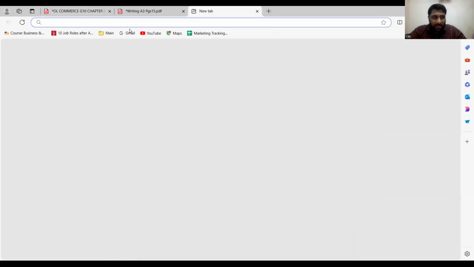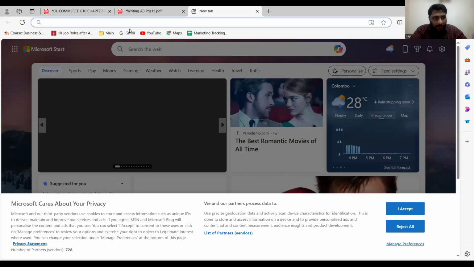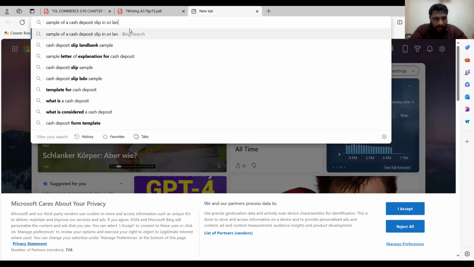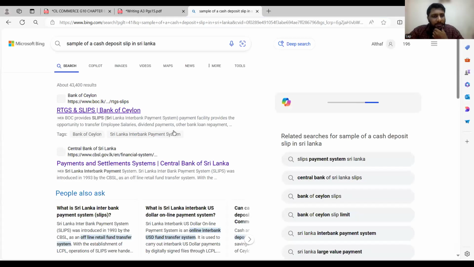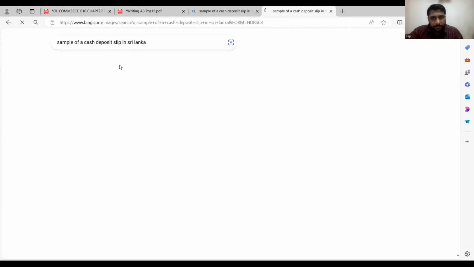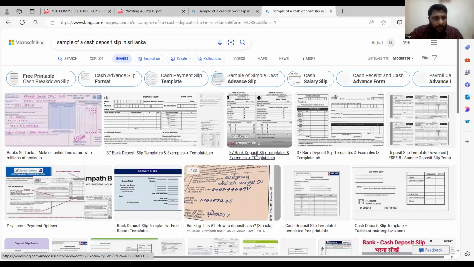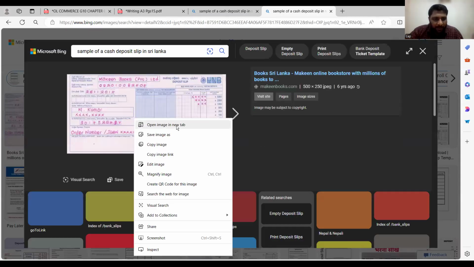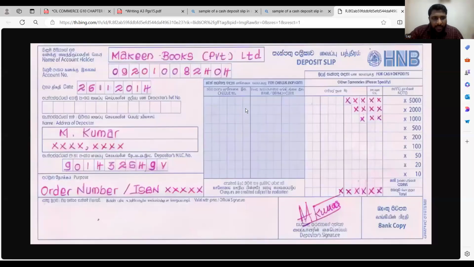So let me show a sample of a cash deposit slip in Sri Lanka. Here, see people, this is a sample. You can see the name of the account holder, account number, the bank's logo, amount, signature. So these kinds of details are there in the cash deposit slip.